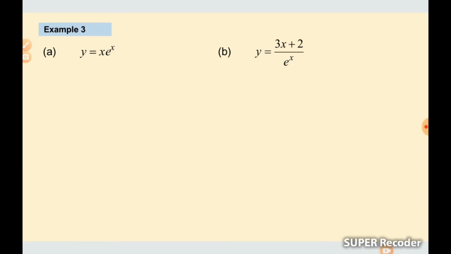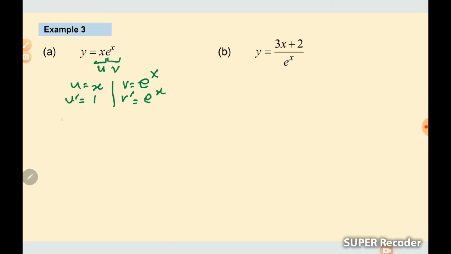Okay, A. If y equals x multiplied with e to the power of x, we can start by letting x be u and e to the power of x be v. So u equals x, v equals e to the power of x. u prime equals 1, differentiating x. v prime, or dv/dx, equals the derivative of e to the power of x.